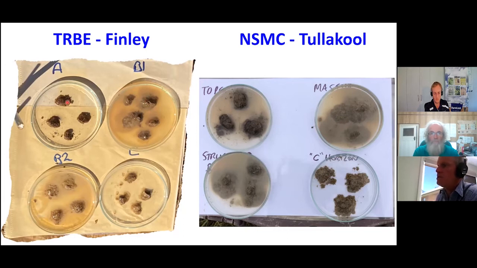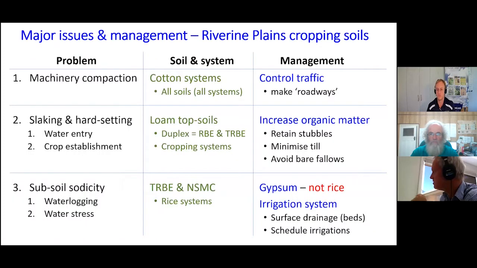Yeah, so you can see at Finley that there's dispersion happening in the B horizon, more so here. At Tulakul, we've got dispersion also in the B horizon, but we're also getting a slight bit of dispersion and acidity at the surface, but it's held together a fair bit by the amount of roots and the organic matter in it. And so organic matter is a great thing, again, for helping you combat acidity and also for slaking. So easy test, and it's one of the best indicators, I reckon, for soils out here.